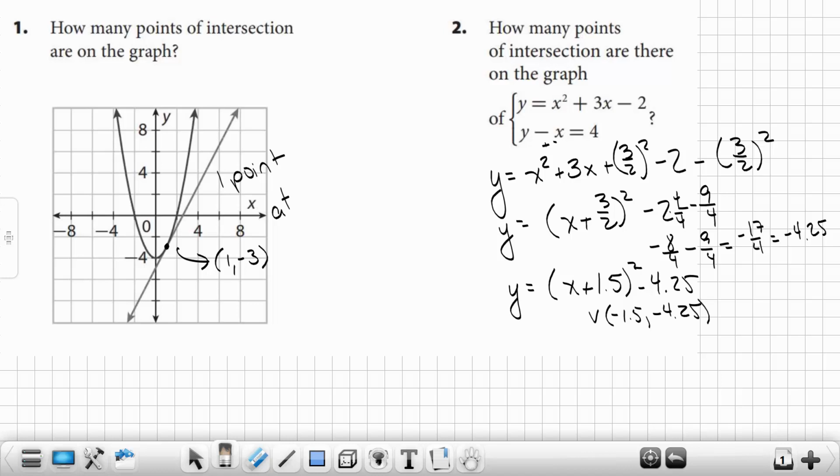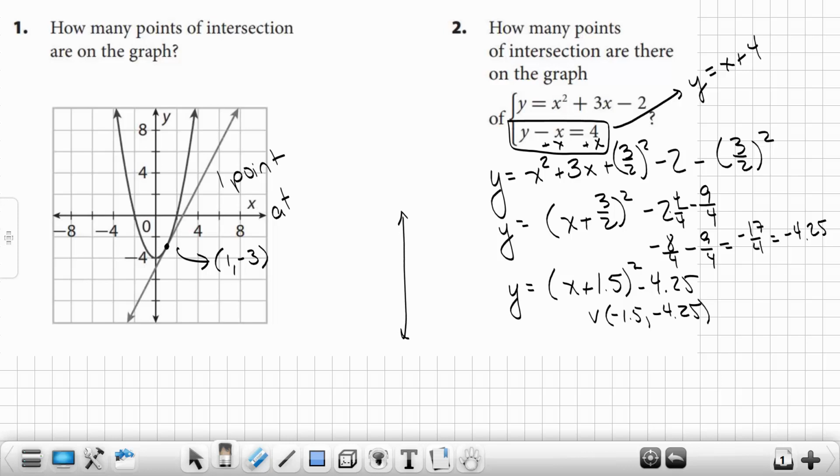Here we're going to add x to both sides. We're talking about the line now, so I'm way up top. Okay. So y equals x plus 4. So that one's a 1 over 1 slope. Since this is really easy, it's not asking exactly where does it cross. It's just asking how many points are there on the graph.